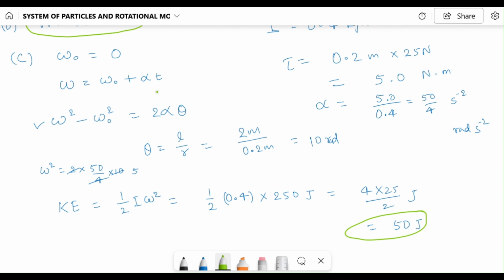So this is all for this video. In the next video, we will study conservation of angular momentum, and that will be the last part of this system of particles and rotational motion.